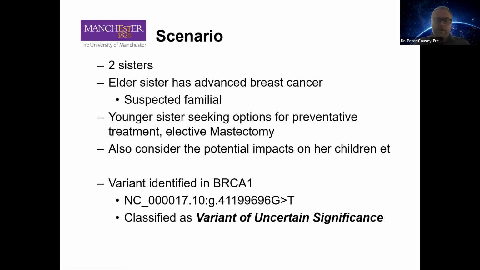So I'm going to give you a little bit of a clinical scenario and tell you a little bit about where some of this transcript selection has gone wrong. This was actually a case that I was involved with a colleague at the University Hospital of Leicester quite some time ago. There were two sisters. The elder sister had advanced breast cancer that they suspected to be familial. The younger sister was seeking options for preventative treatments. They also needed to consider the potential impacts on her children, etc., if they had inherited a potentially pathogenic variant. A variant had been identified in the BRCA1 gene. This is the genomic description, and it was at the time classified as uncertain significance. Next slide, please.